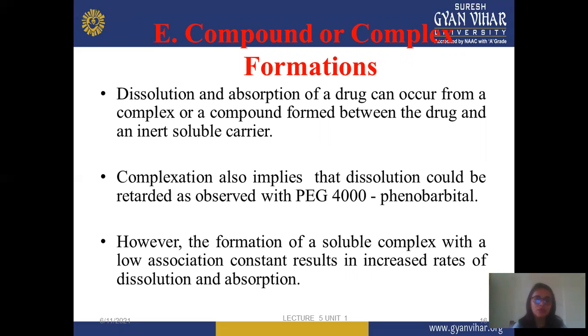Means with the help of PEG 4000, polyethylene glycol 4000, phenobarbital complexation method also takes place, and when you use this PEG 4000, it shows more fast release or fast dissolution. However, the formation of a soluble complex with a low association constant results in an increased rate of dissolution and absorption. And these soluble complexes form, and they show constant release or constant dissolution, and a fast dissolution rate due to this complex formation.